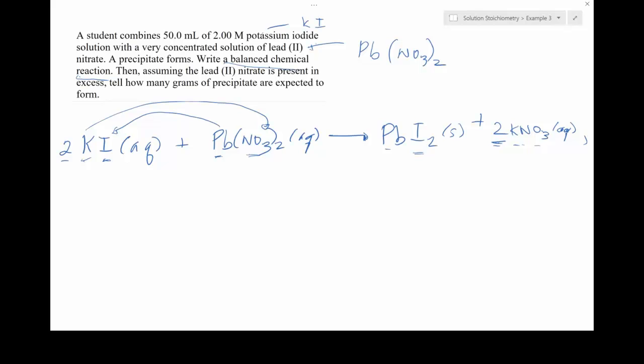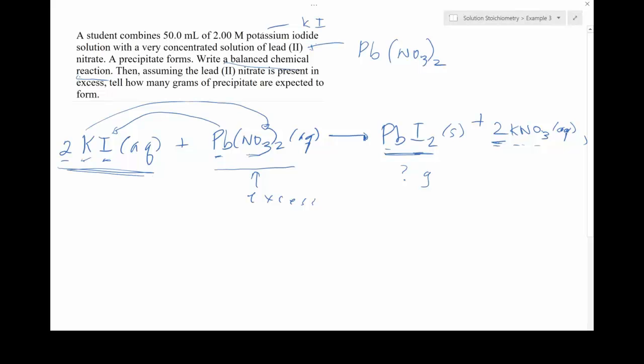Now it says, assuming that the lead 2 nitrate is present in excess, tell how many grams of precipitate are expected to form. So we are told that we have this solution here, it's present in excess, meaning we're going to form this precipitate, and we want to know how much we're going to get. But basically what they're saying is, don't worry about the amount of lead 2 nitrate that you have. You have all the lead 2 nitrate that you need. Our output here of the precipitate is going to be limited by the potassium iodide alone.